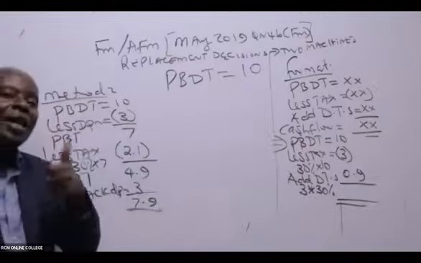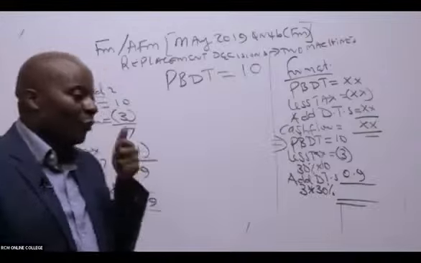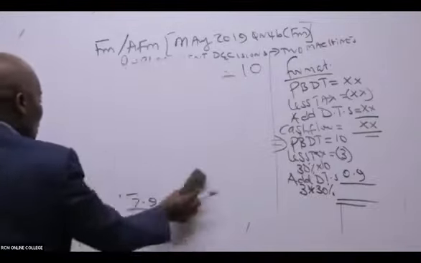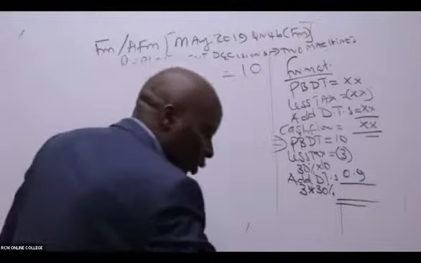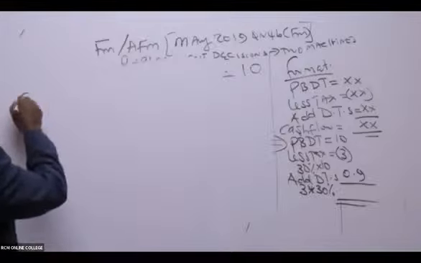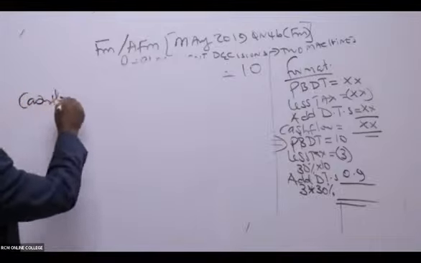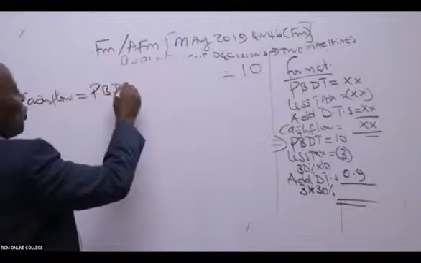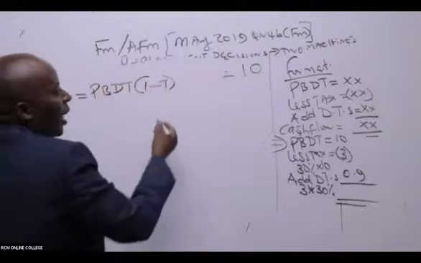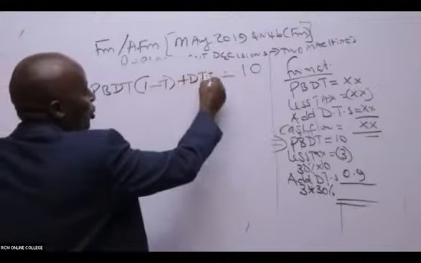But a very good ninja, the very best of them all ninjas, will come and handle this question this way. They'll tell you that operational cash flow equals profit before depreciation and tax, less tax. And then you add depreciation tax shield.